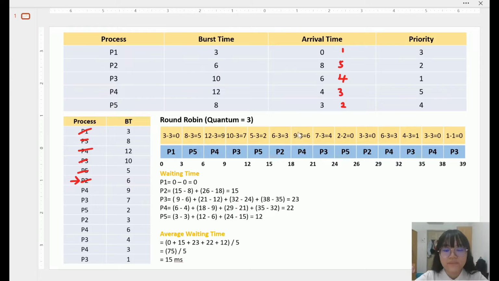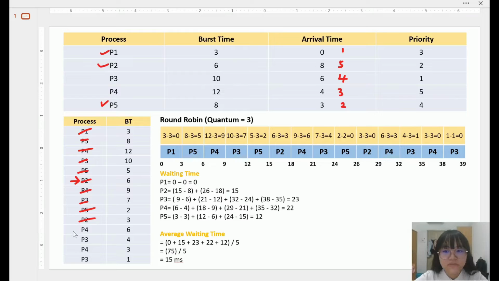P4 has 9 left, minus 3 we get 6. After running P4, put it at the bottom and run the top one, P3. 7 minus 3 we get 4. After that, put it at the bottom and we run P5. P5 remaining 2 minus 2, and we get 0, so it is already completed. After that, we run P2. P2 remaining 3 minus 3 also gets 0, so it is already completed.